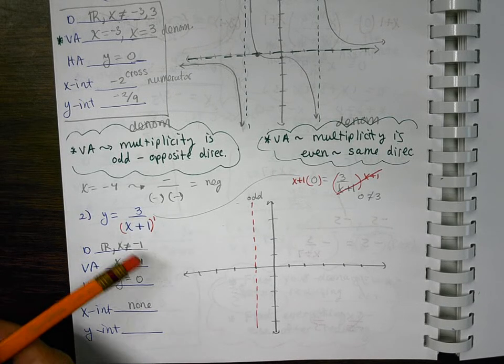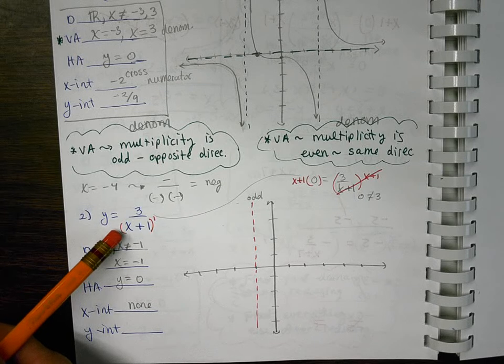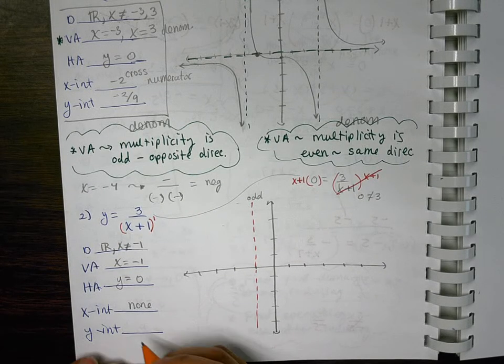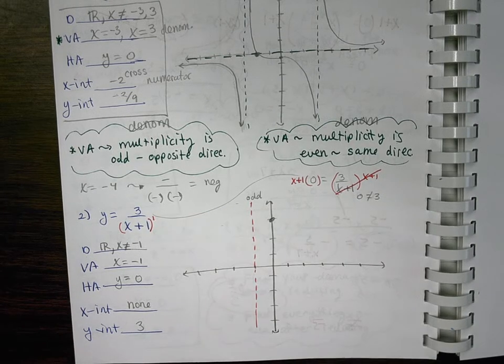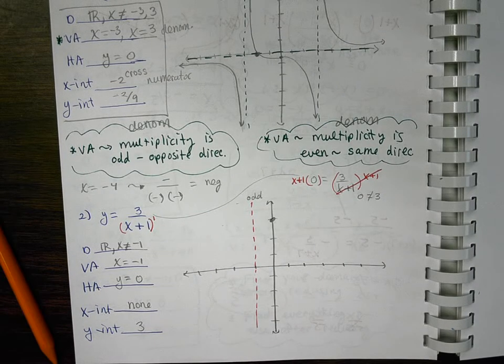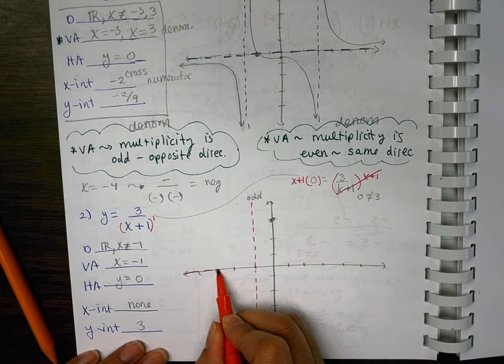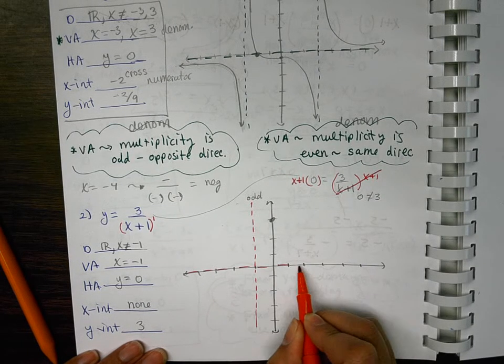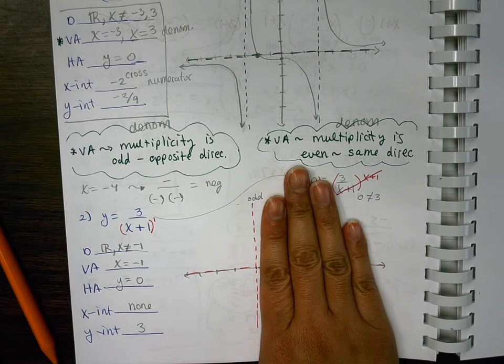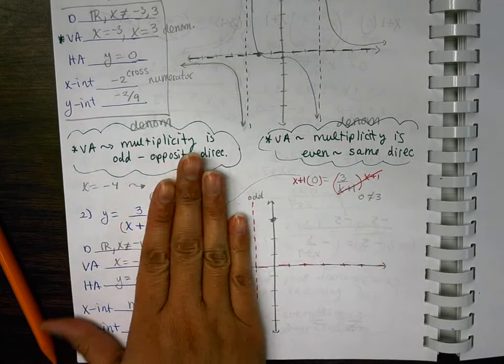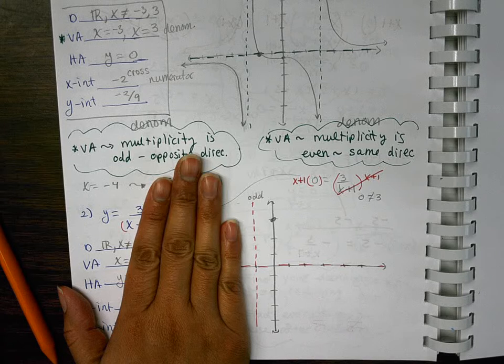All right, y-intercepts, how do we find the y-intercept? Plug in 0. 3 over 0 plus 1 is 3. 1, 2, 3. All right. Now, I didn't draw my y equals 0, but it's right here. And do I have 3 pieces here or just 2? Left and right. Do you see that? Left side, right side. Yes?